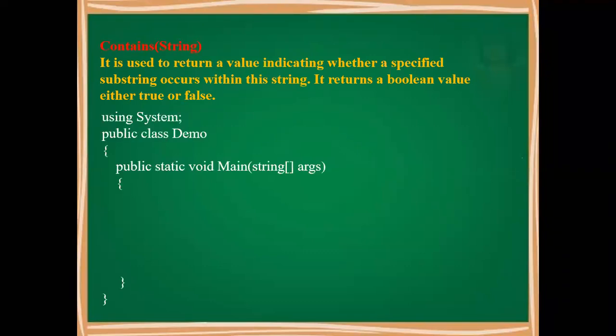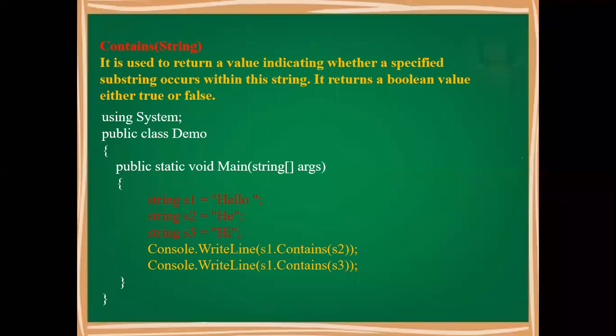This is the example. What are the strings? Hello, he, and hi. These three strings are there, and we have written s1.contains(s2). Our s1 is hello. We will check whether the string of s2 is in s1. What is in s2? he. So let us check. Capital h is in s1, and lowercase e is also in it. So this is supposed to return true.